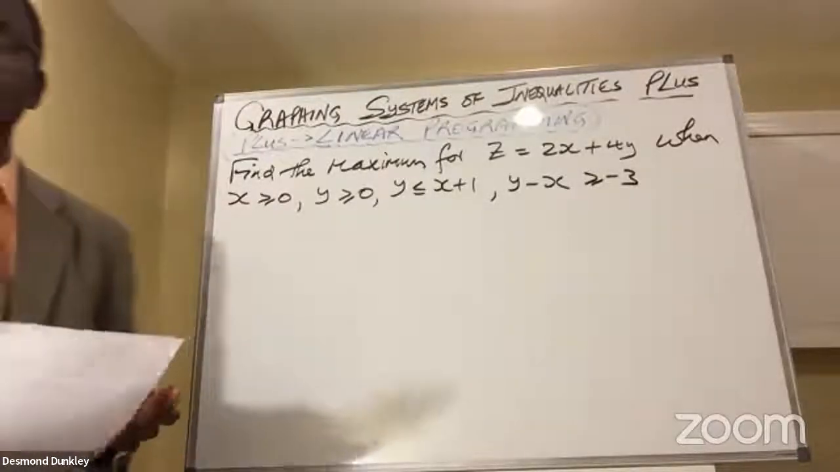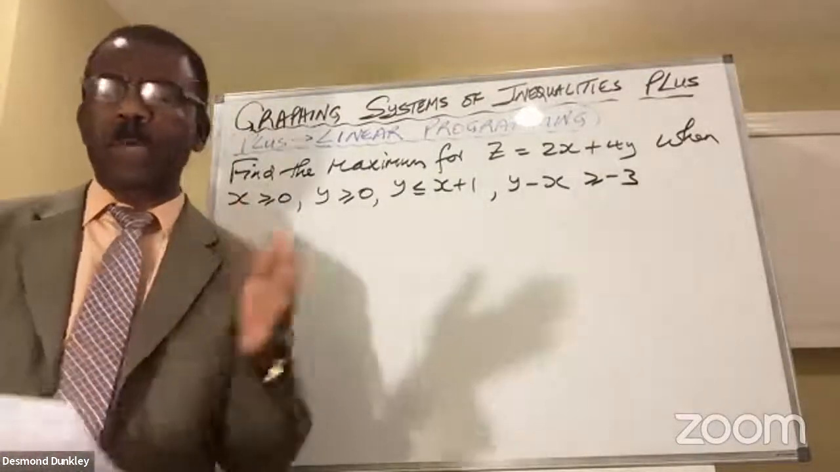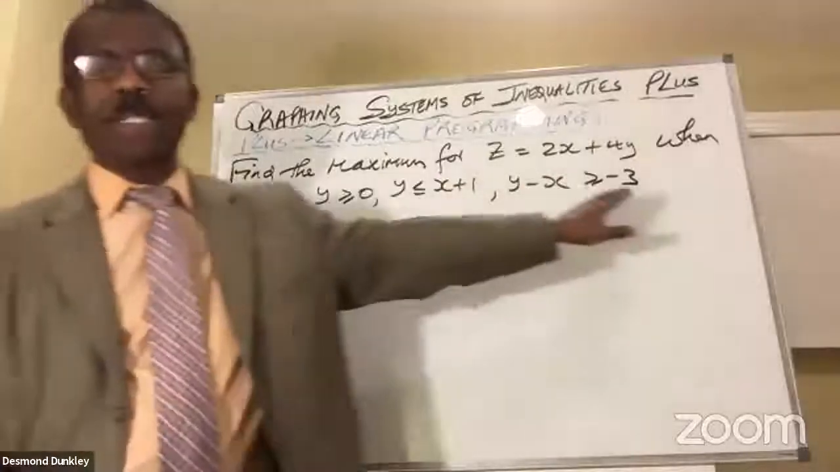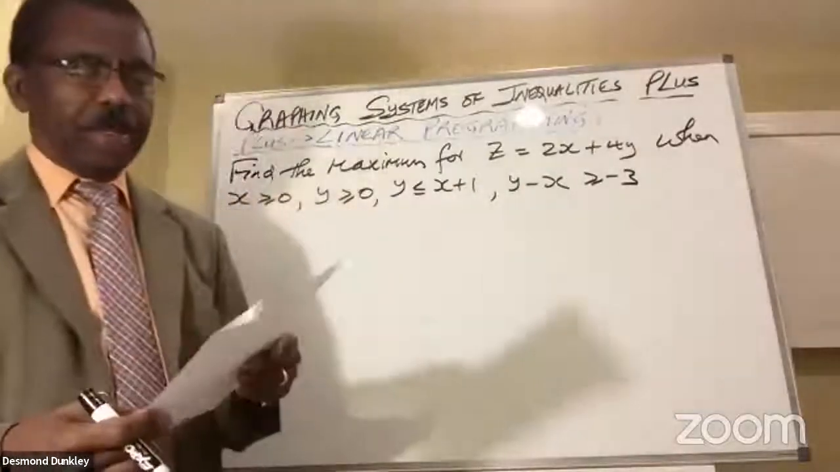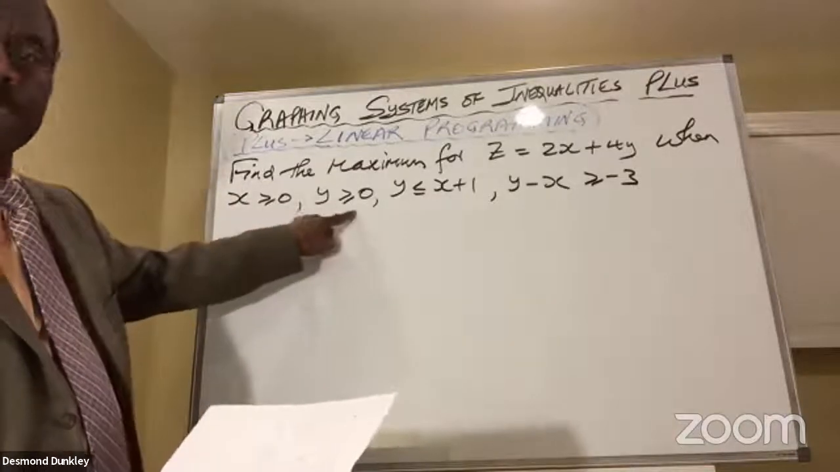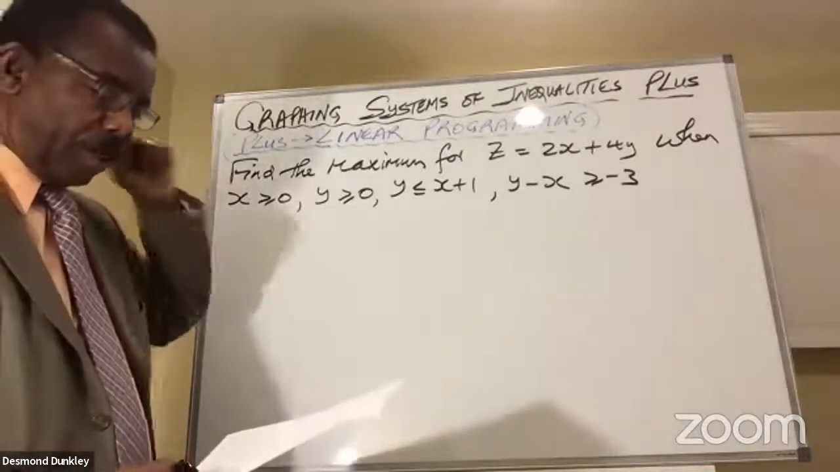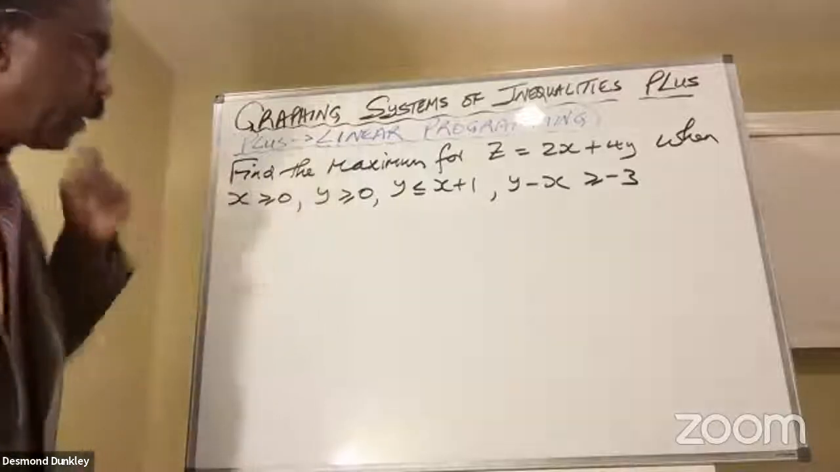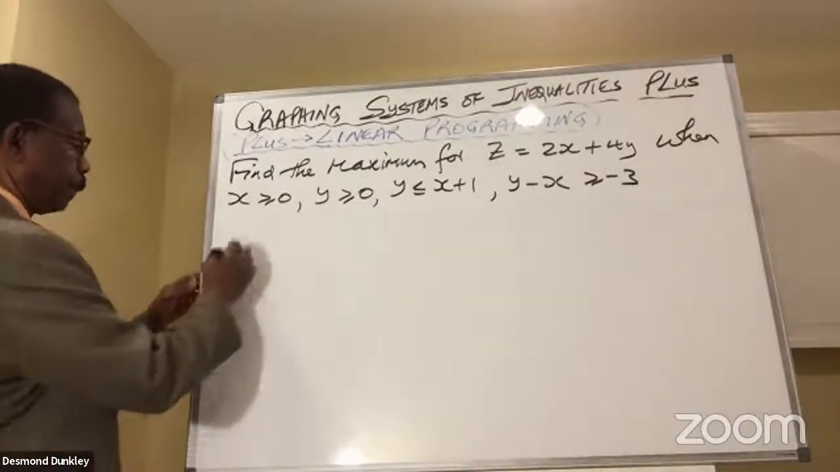So I've just listed the constraints horizontally, just for convenience. Again, the important thing here is we're in the first quadrant. Again, just the first quadrant. Okay? So let's go.